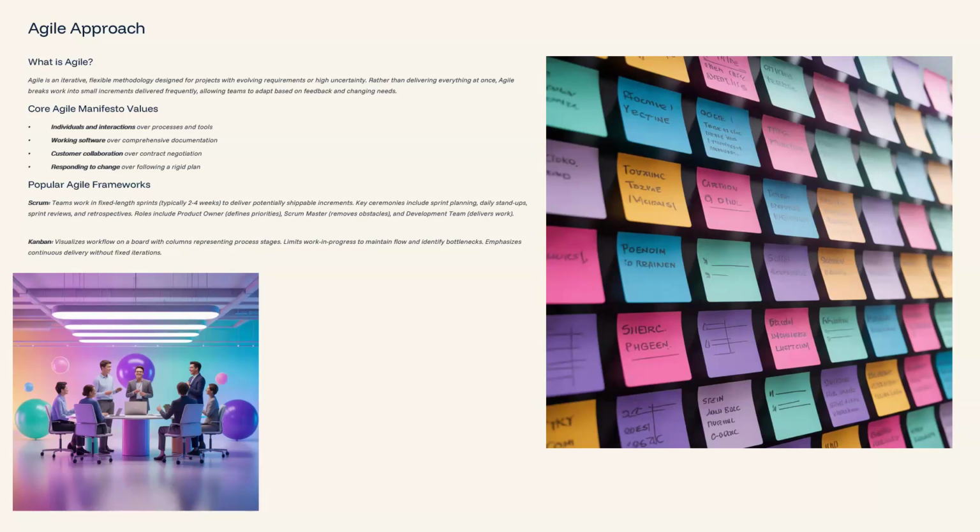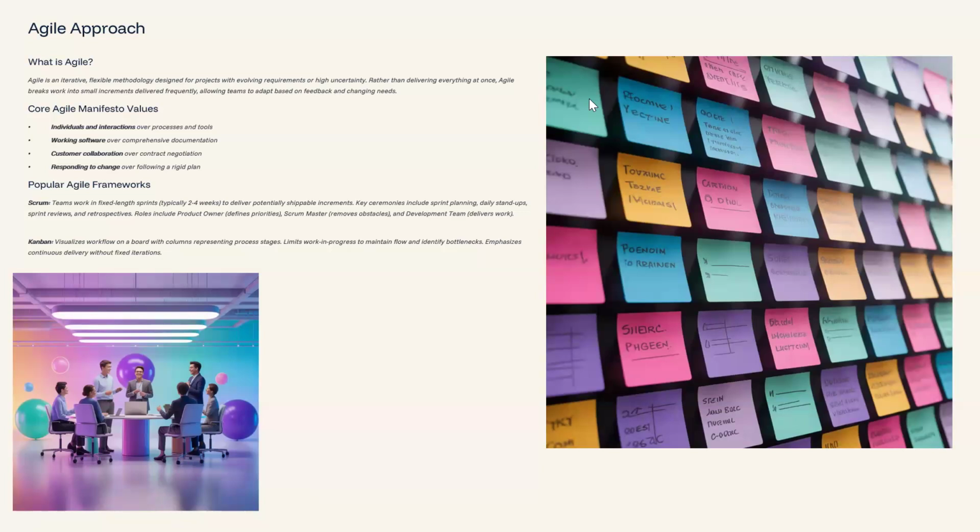Okay, so if you look here, what it says: Agile is an iterative, flexible methodology designed for project management with evolving requirements. Let me read what it says here and give an explanation. Rather than delivering everything at once, agile breaks work into smaller incremental deliverables frequently, allowing teams to adapt based on feedback and changes.